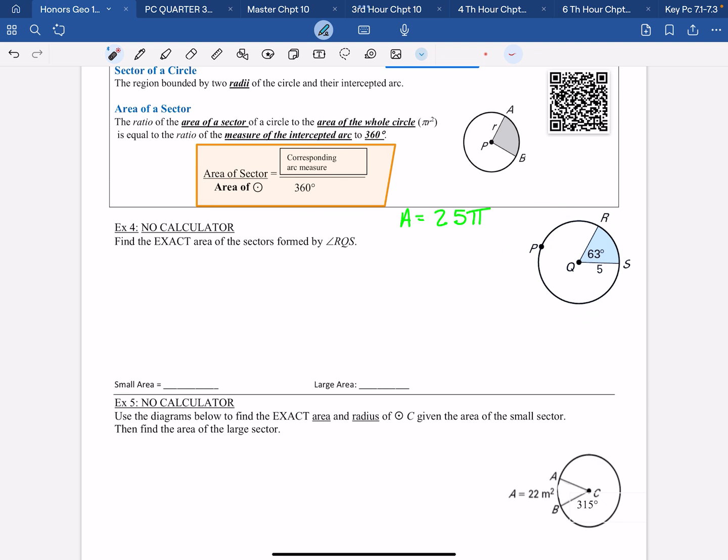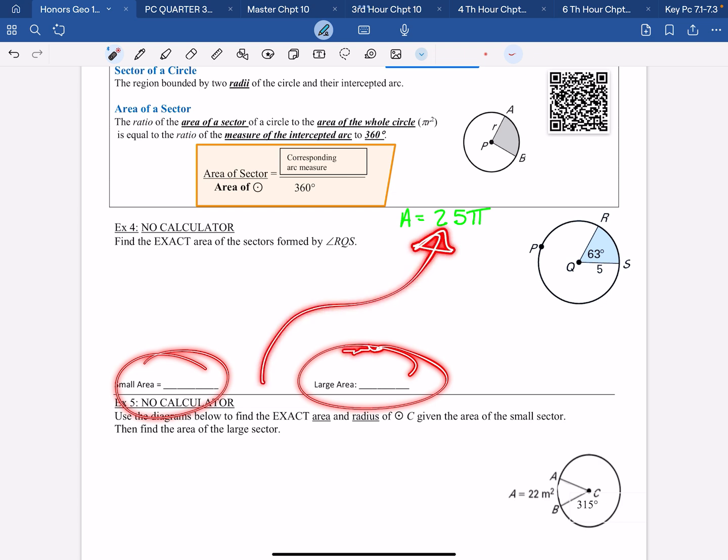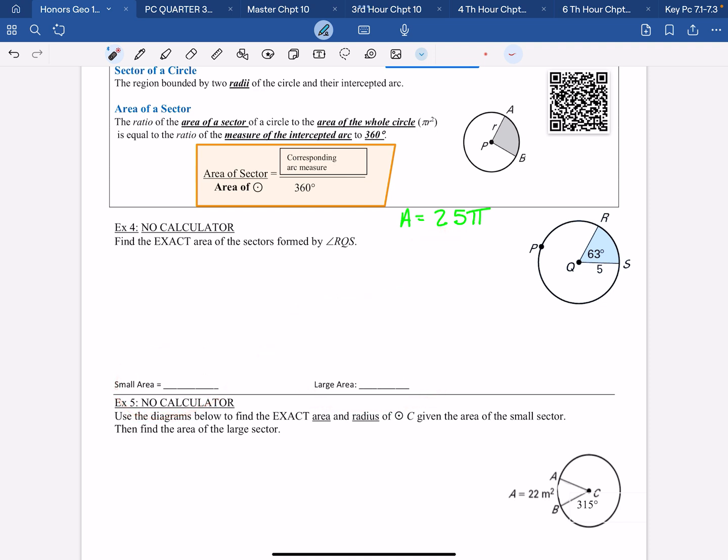And then always double check your answer. When you're all done, do they add up to that 25 pi? That's one thing you always want to do. The sum of these two, the large and the small, should add up to 25 pi. That's a quick way to check your work. And the same thing with the circumference: when you get your two arc lengths, you should always go back and add them up and check. All right, so let's go ahead and do this.